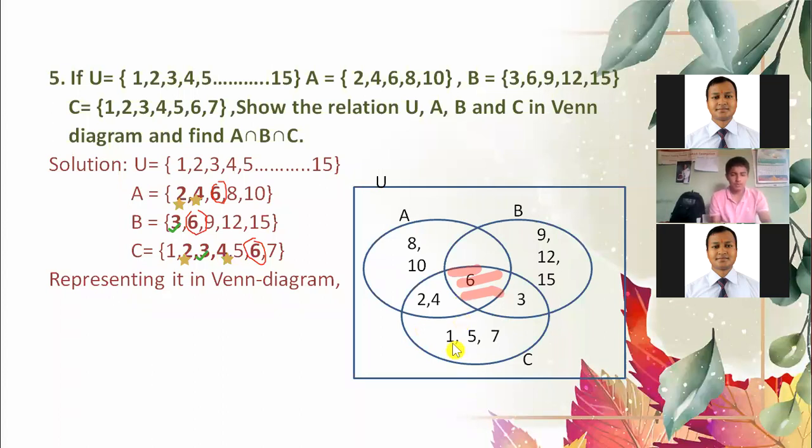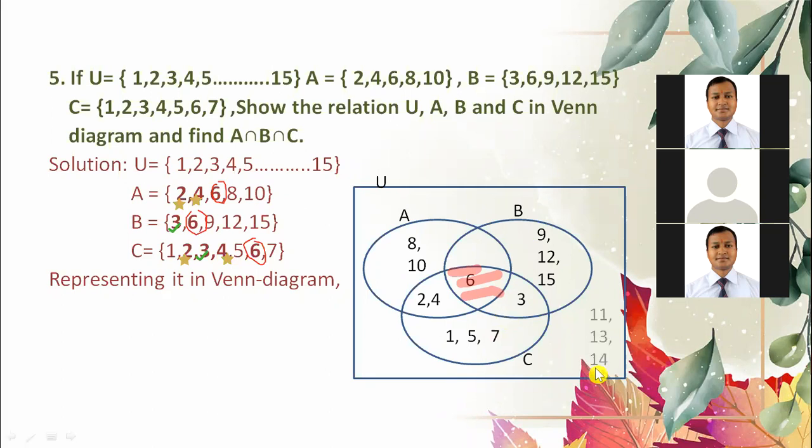Now look at all elements. 1, 2, 3, 4, 5, this one is 6, next 7, 8, next 9, 10. Is there 11 anywhere? No, so that will be outside. Similarly, we have to write the remaining elements outside. 12, and is there 13 anywhere? No, we have to write it outside also. 14 is also not there, that also we have to write outside. That means 11, 13, and 14 we have to write outside of A, B, and C.